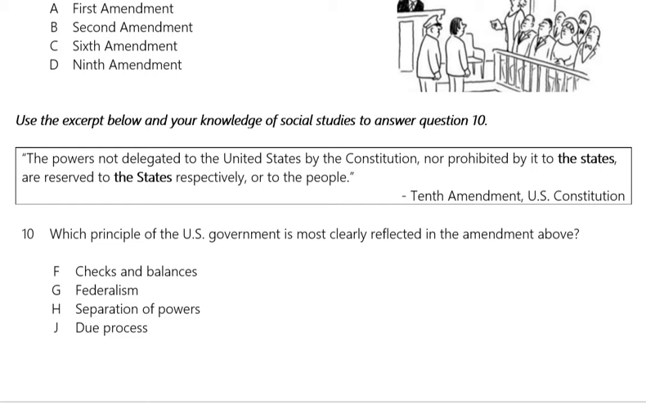F. Checks and balances. G. Federalism. H. Separation of powers. J. Due process. Pause the video to answer question 10.